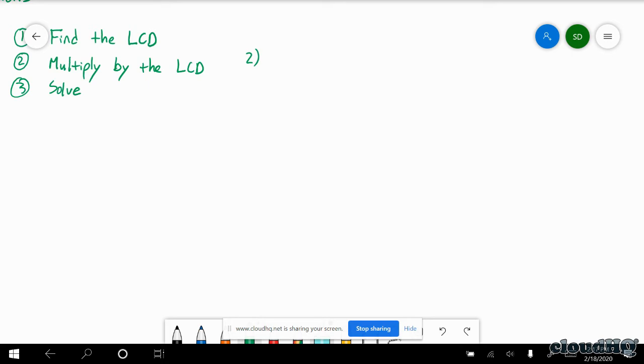Let's go with 2 over z plus 1 minus 1 over z minus 1 equals negative 2 over z squared minus 1.